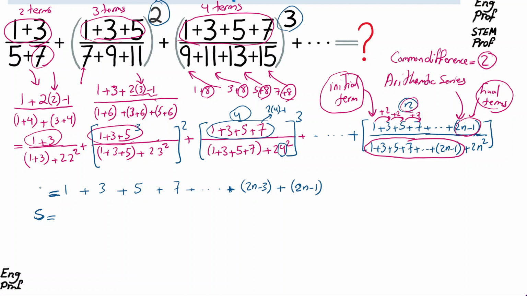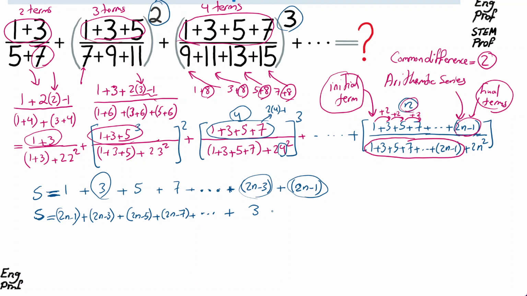Now, start by writing this sum in reverse order. That doesn't change anything. So I'm going to write 2n minus 1 first, and I'm going to write 2n minus 3 next. The next one that I'm not showing here is 2n minus 5, and of course 2n minus 7. And if you keep using the ellipsis, as we have here, then we have, of course, 3 showing up, and finally 1 showing up in the reverse order.